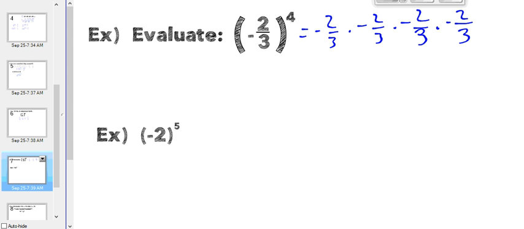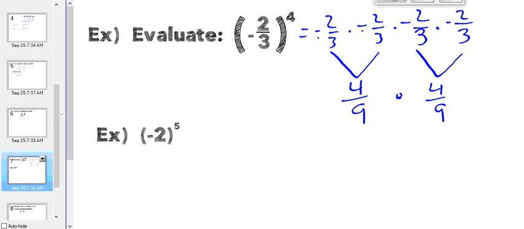It doesn't really matter if you start with the numerator or the denominator. The thing that I like to do is kind of divide it up. So I'm going to work there, and I'm going to work there. I know that a negative times a negative is a positive. 2 times 2 is 4. 3 times 3 is 9. So -2/3 times -2/3 simplifies to 4/9. If I do the same exact thing, -2/3 times -2/3, I get positive 4/9. I'm still multiplying those together.